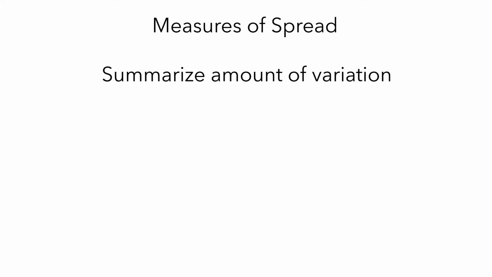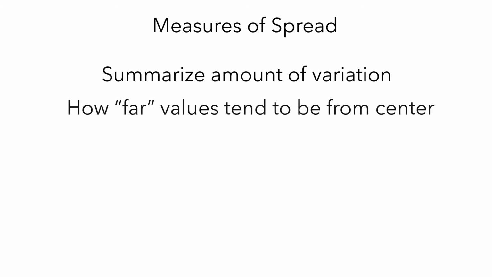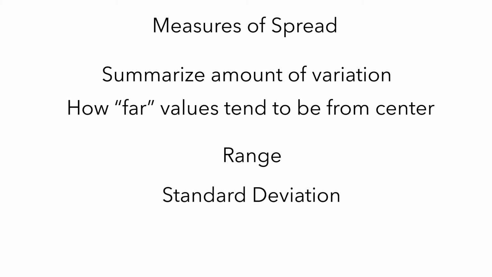Measures of spread are meant to summarize the amount of variation in a dataset and, in particular, how far from the center the data values tend to be. These measures include the range, standard deviation, and the interquartile range. Let's look at these measures for the distributions of mothers' ages from 1980 and 1950.